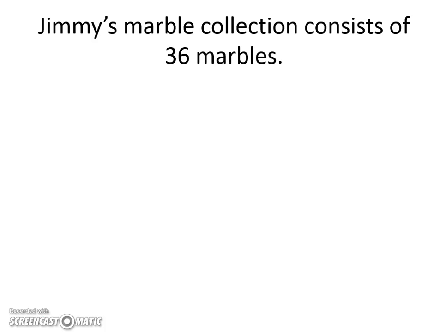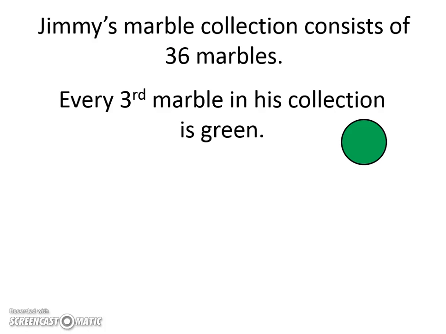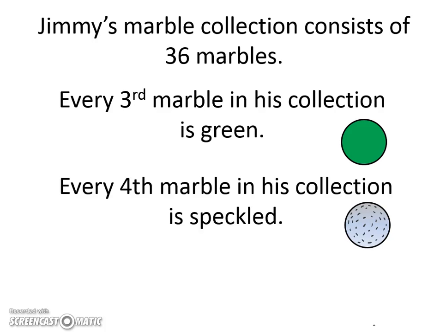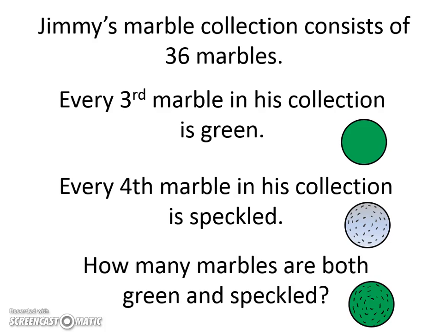So before we get started, let's think of Jimmy's marble collection. It consists of 36 marbles. Every third marble, if you were to line them up, every third marble in his collection would be green. And every fourth marble in his collection would be speckled. Now, sometimes every third and every fourth might land on the same spot. So, when that happens, he would put his green and speckled marble down.